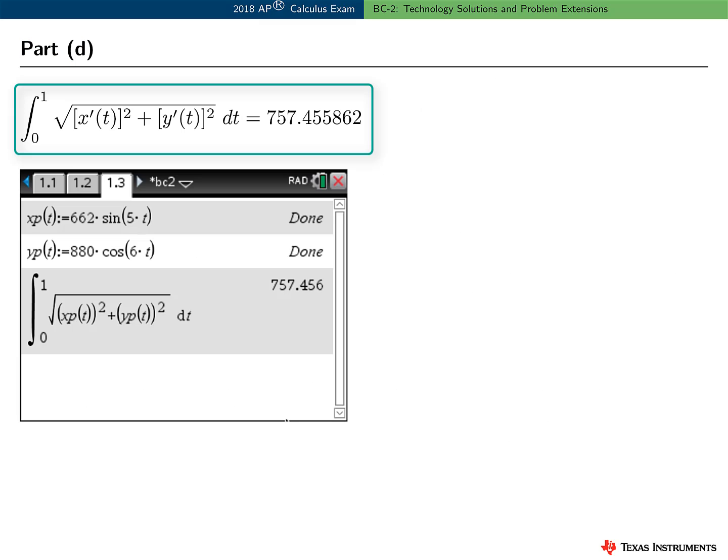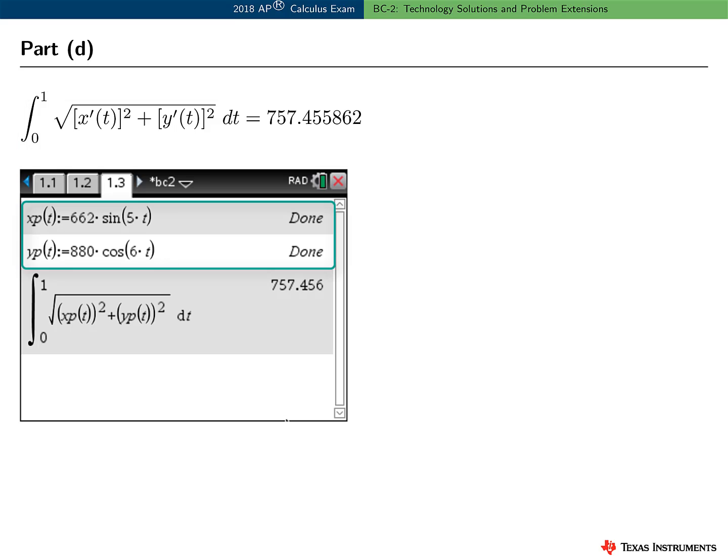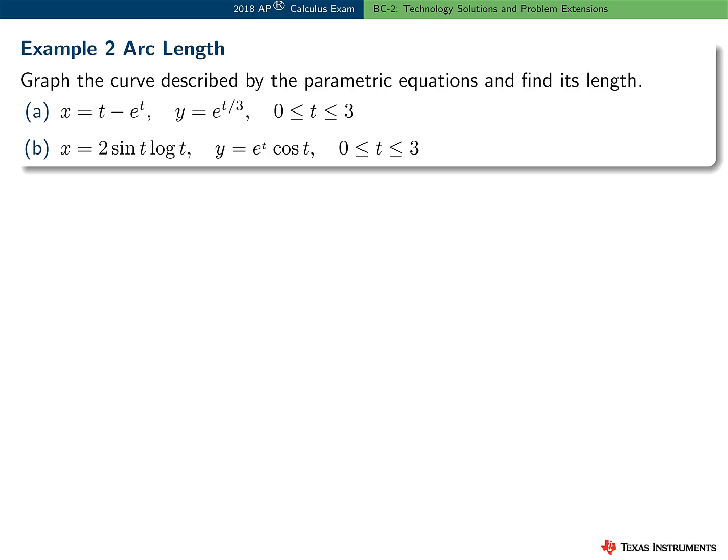Part D really involves finding the length of a curve defined parametrically. And once we set up the correct definite integral, we can use a graphing calculator to find this answer. So using the TI-Nspire, I defined the functions x prime of t and y prime of t. And then I evaluated the definite integral that yields arc length. The total distance the boat traveled over the time interval 0 to 1 is 757.456 meters.